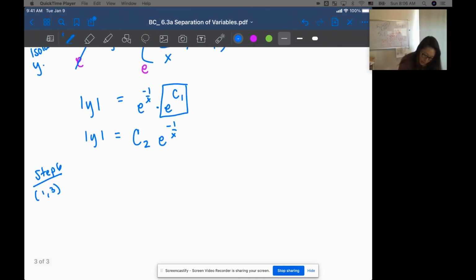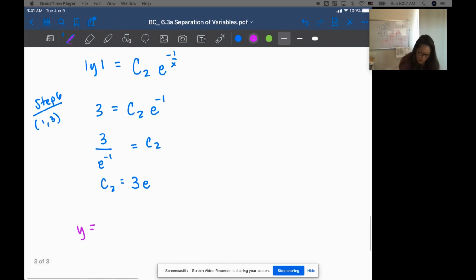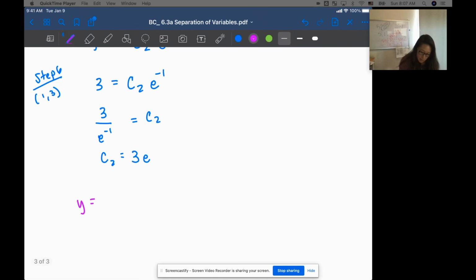Okay, so I get 3 is equal to c2 e to the negative 1, because negative 1 over 1. And then we're just going to solve for c2. So we get 3 over e to the negative 1 is equal to c2, or in other words, c2 is equal to 3e. Okay, so last step is to just plug this in. So I get the absolute value of y is equal to, I'm just going to write y is equal to, because again, the plus or minus will get absorbed in the c.